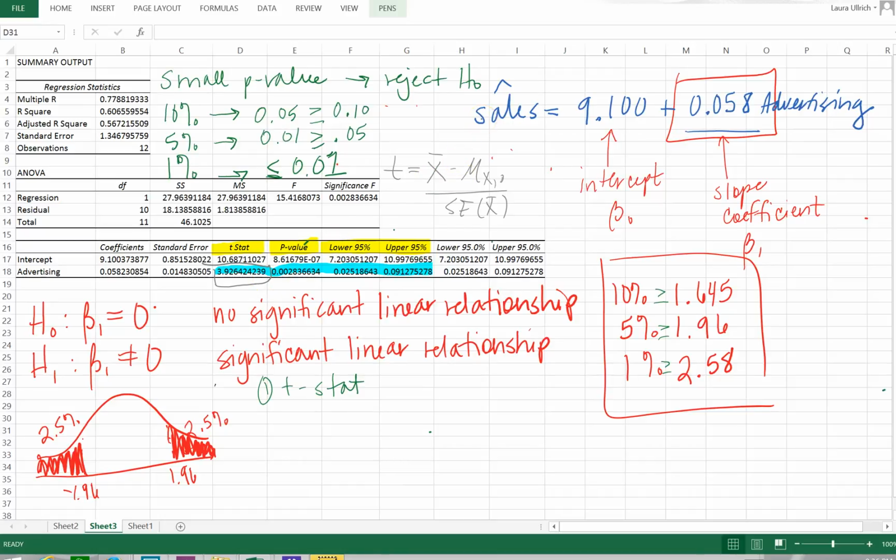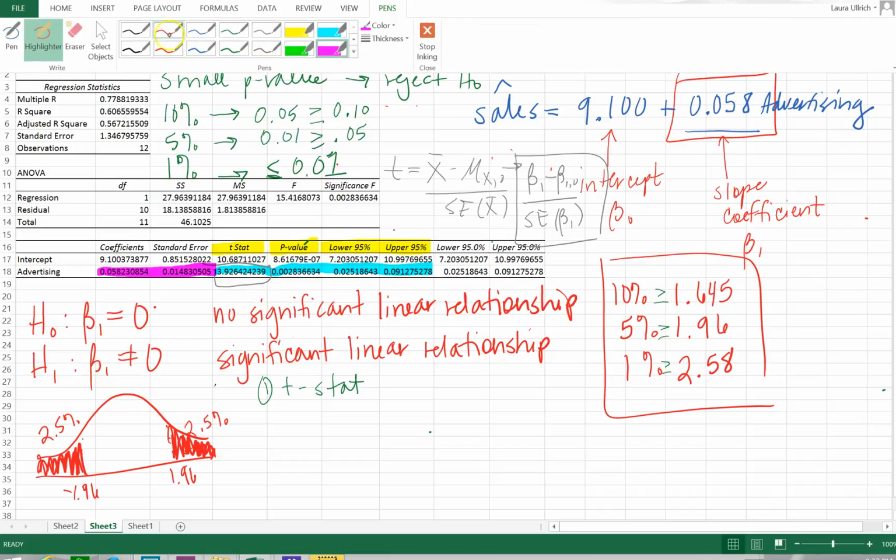With regression, we have beta 1 minus beta 1 according to the null divided by the standard error of beta 1, right? So if you look at this formula, what is beta 1 according to the null? That's 0, right? So we have beta 1, which in this case is 0.058, minus 0, divided by the standard error. And sure enough, if you do 0.0582 divided by 0.0148, you would get this t-stat. Okay, so indeed it is that relationship.